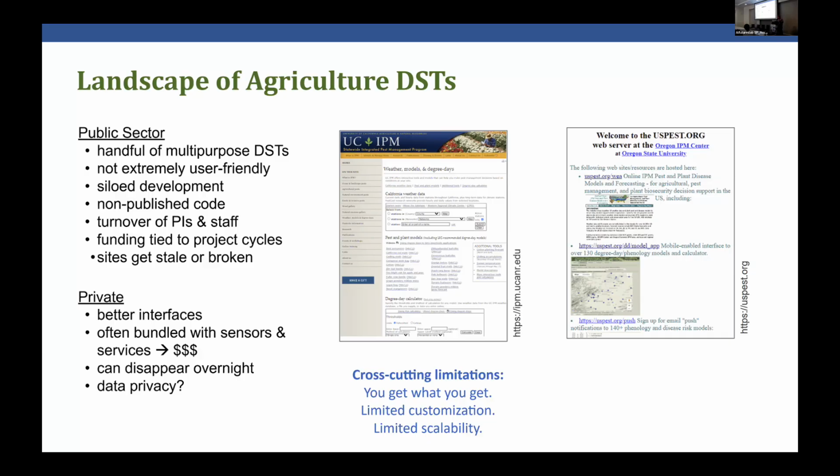The private sector has more resources and more polished interfaces, but they're often bundled with hardware sensors or farm services and tend to be expensive. We know these things can also disappear overnight. And data privacy is a question mark. And with all of these that are not open source, basically you get what you get. There's not a lot of options for customization if there isn't an API that you can play with, or access to the underlying libraries and data, and very limited scalability because only a handful of people have been working on this.